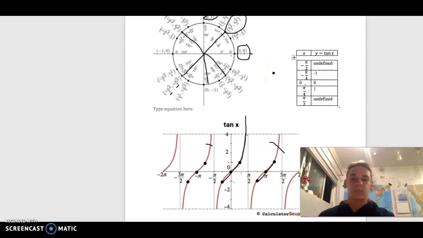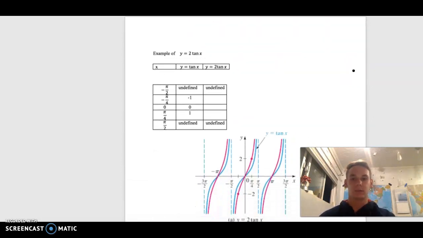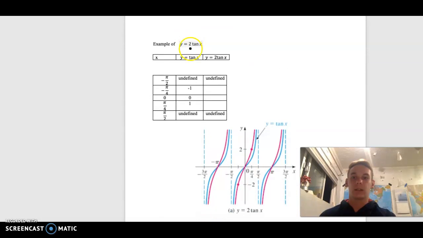And now, this is all great. You know how to do the basic graph of this one. Now, what if you want to add a number in? Let's start off with an easy one. Let's start off with y equals 2 tan x. Now, we're just adding this 2 in right here that I'm putting a box around.